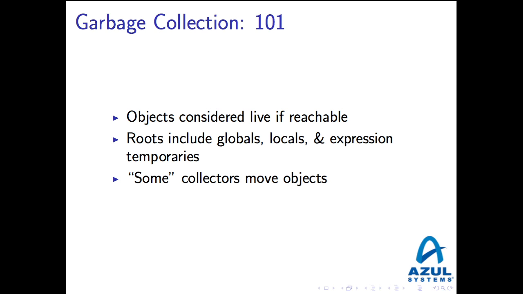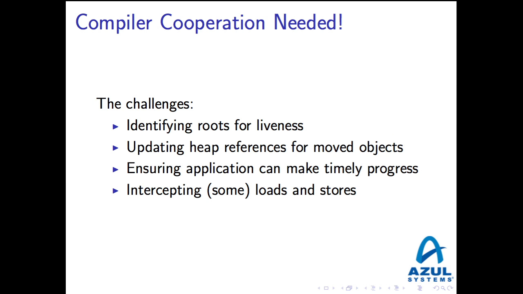And then once we've identified what's live, there will be some collection strategy applied. The details of that aren't really relevant for this talk. The important detail to know is that most collectors are going to actually move objects in memory, and we have to ensure that the compiler can go along with that. So we do need some collaboration from the compiler to pull this off. And specifically, we need to be able to solve four distinct problems.